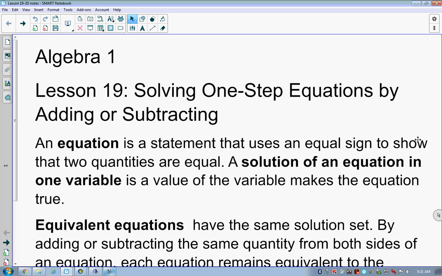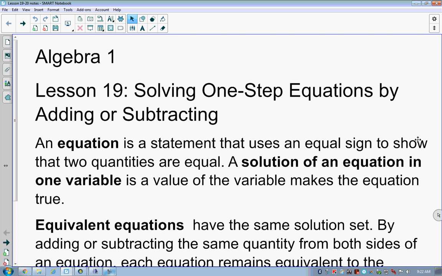Thank you. All right, an equation is a statement that uses an equal sign to show that two quantities are equal to each other. Is that basic information? Right? X equals 4 is an equation. It's got an equal sign in the middle. It shows me that two sides of this are equal to each other. They're the same thing. They have the same value.